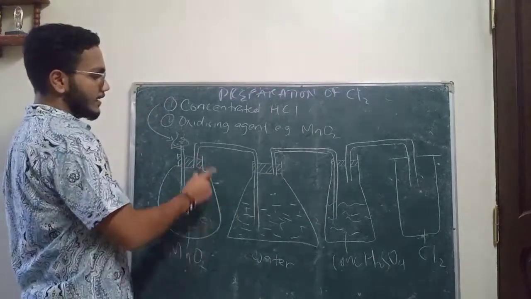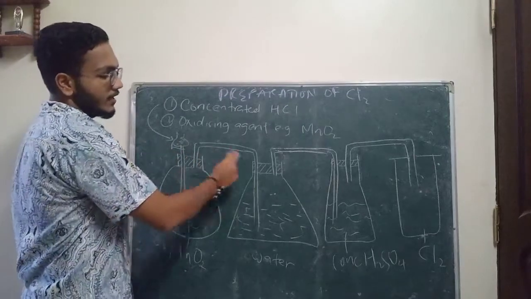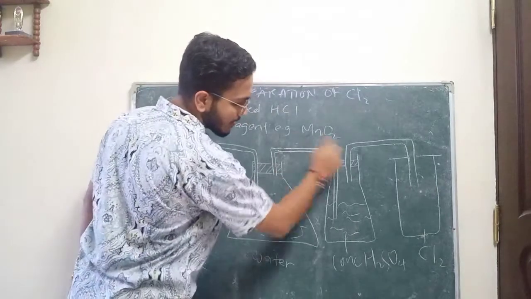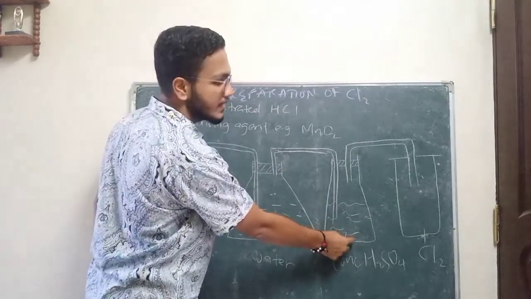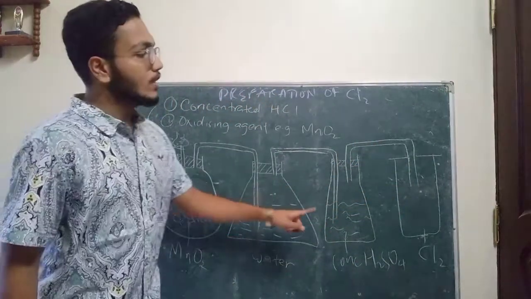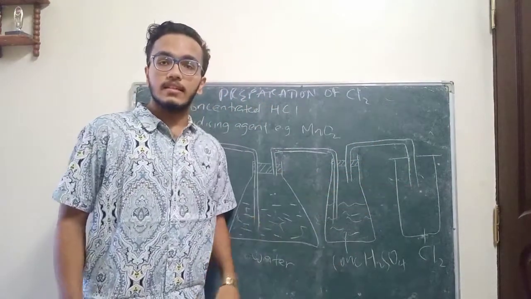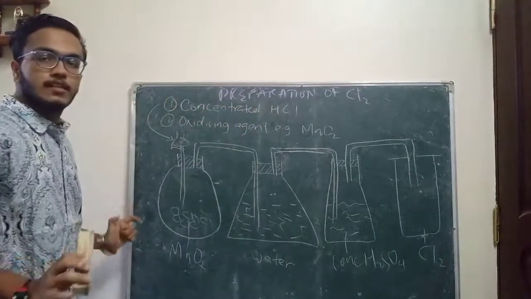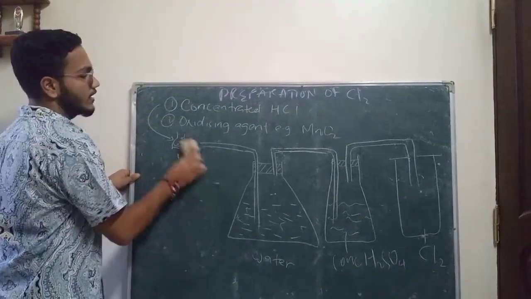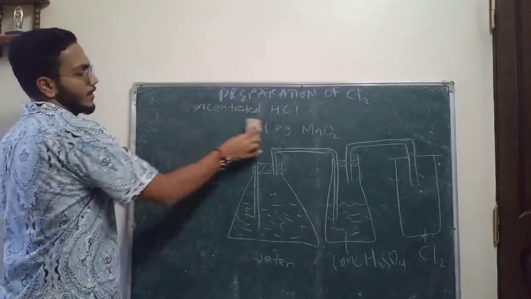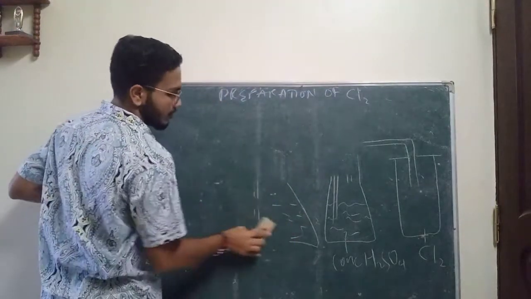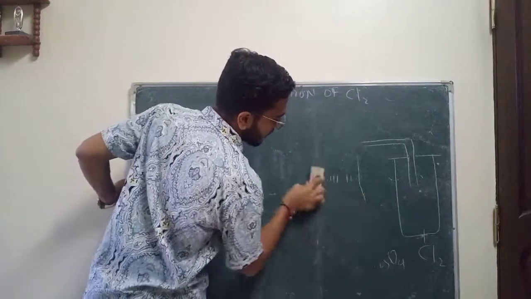When manganese(IV) oxide reacts with hydrochloric acid, it gives traces of hydrogen chloride gas from the HCl acid, and the chlorine gas, when it passes in H2SO4, concentrated sulfuric acid, is dried and collected by downward delivery. It is collected by downward delivery since it is denser than air. So this is the setup for collection of chlorine gas. Now you have to know the chemical equation for preparation of chlorine gas.